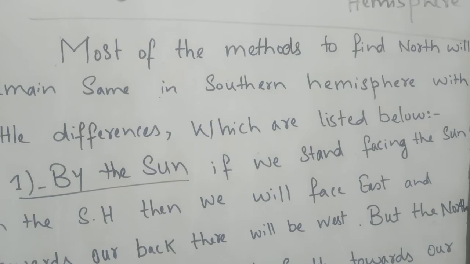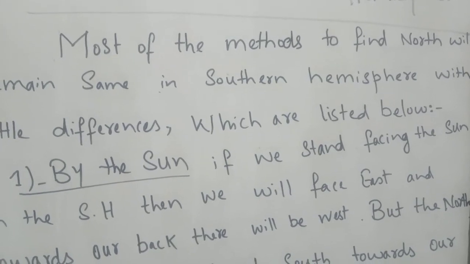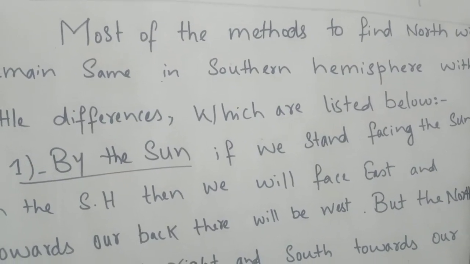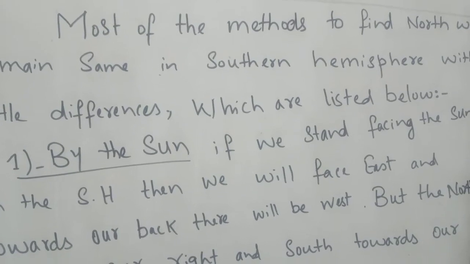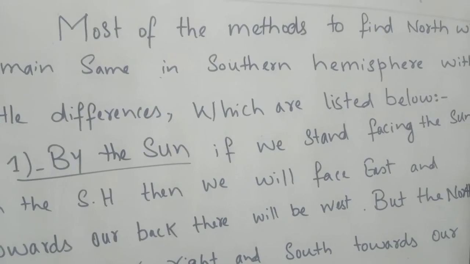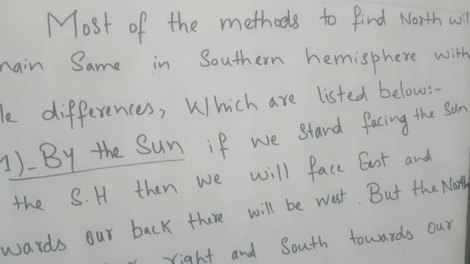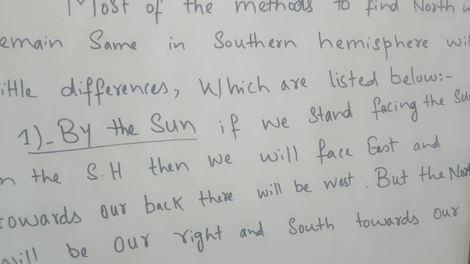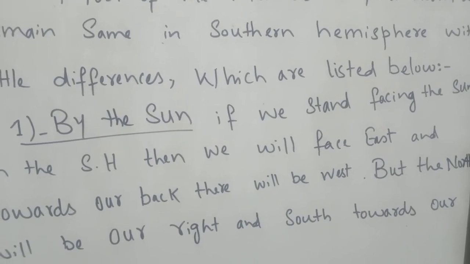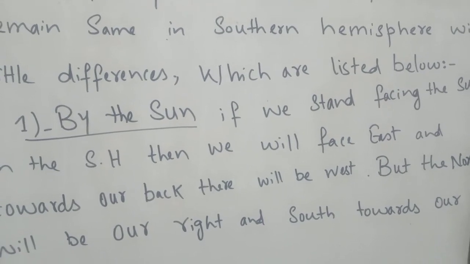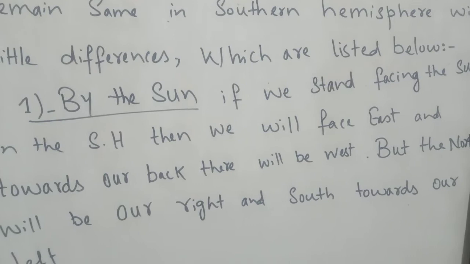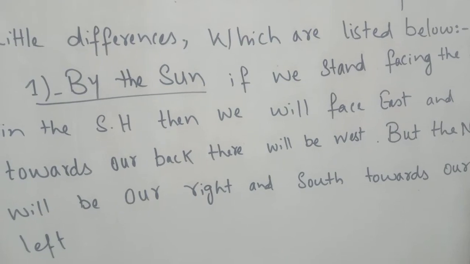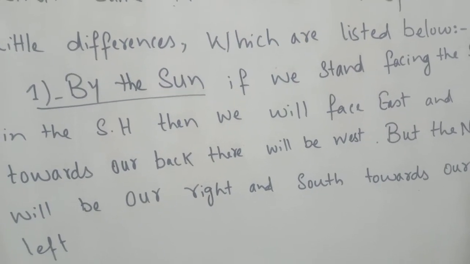Now the difference is, if we stand in the southern hemisphere facing the sun, obviously our face will be towards the east and our back towards the west. The difference is that the north direction will not be on our left side; rather, in the southern hemisphere it will be on our right side, and the south direction towards our left. So I repeat, the difference is just that north and south will be in different directions.